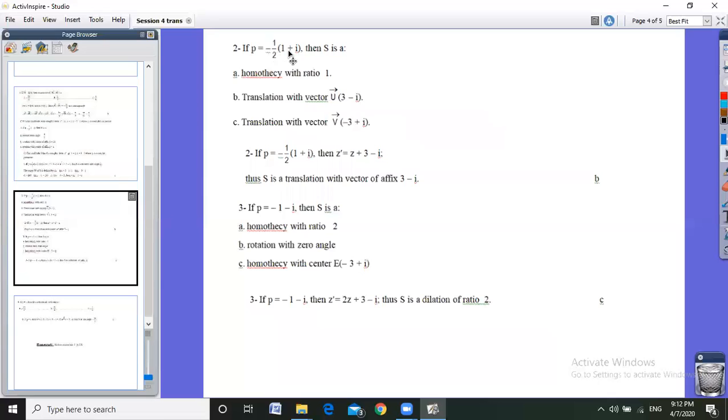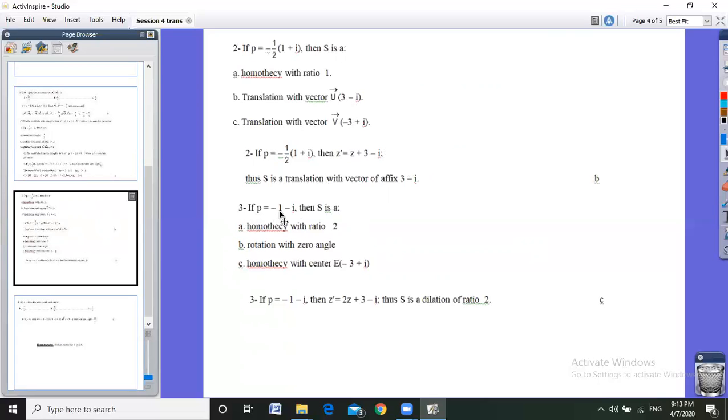If P equals minus half into 1 plus i, then S is A. Yeah, also it's required to replace P by its value. In this case, z prime equals z plus 3 minus i. When the coefficient of z here is 1, that is 1 e^(i0), then it is a translation. z prime minus z equals 3 minus i gives the affix of the vector MM prime equals the affix of a vector v. So in this case, translation of vector 3 minus i. So the correct answer is B.